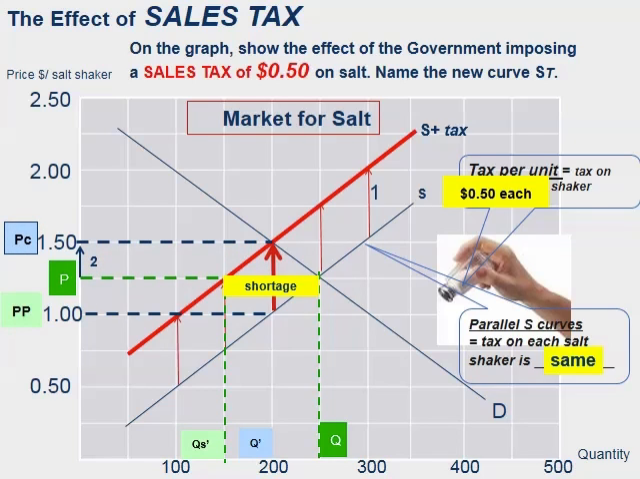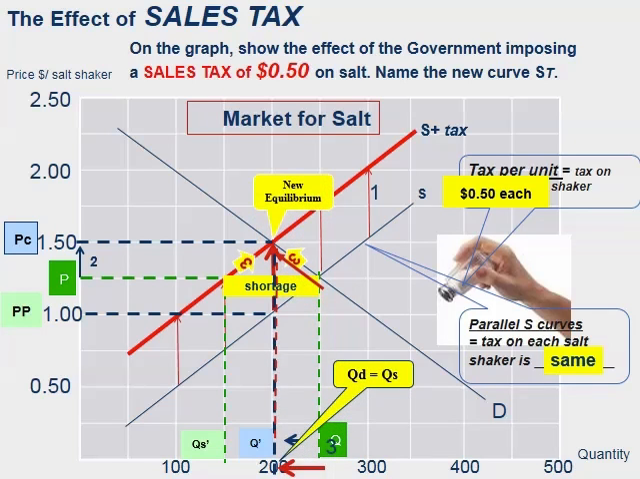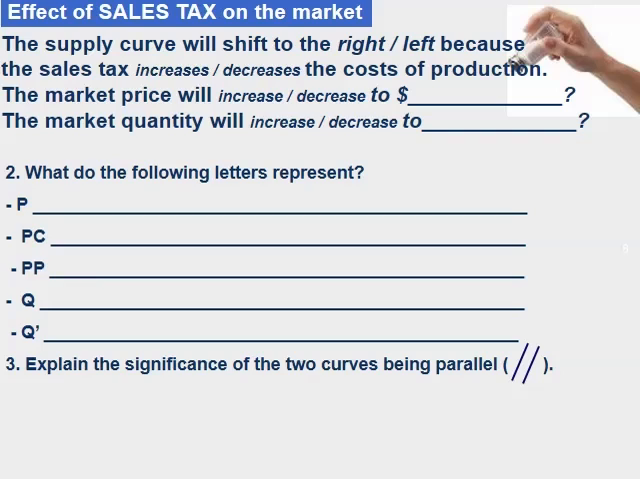Now the price rises. Why does the price rise to $1.50? Well, let's look at the existing price of P, or $1.25. So let's identify the main points of the graph. We know the supply curve will shift left because the sales tax increases costs of production, and the market price will increase to $1.50. The market quantity will decrease to 200 units.